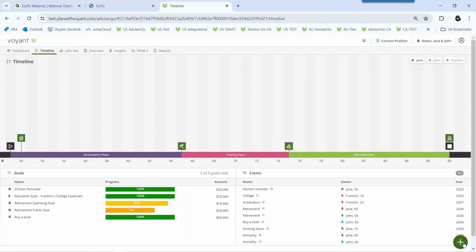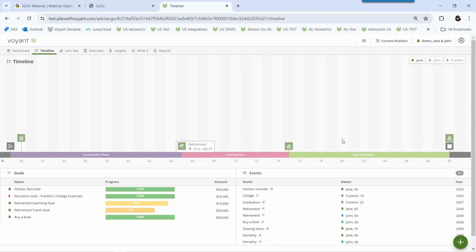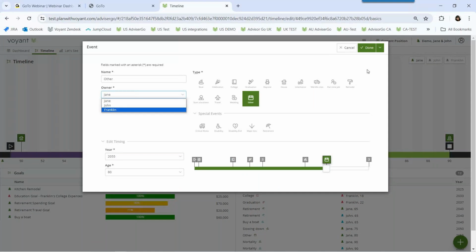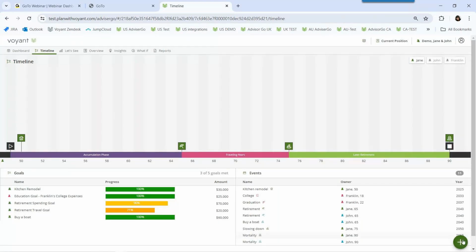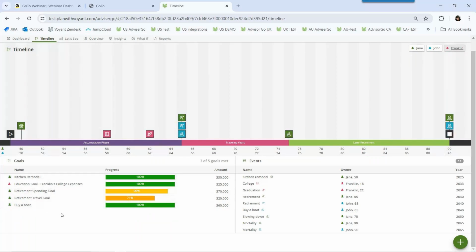You can do any of that by either clicking and dragging to change the timing, or double clicking anywhere on the timeline to add additional events and goals, or you can go here to your plus button in the bottom right to add additional information. And then you can build up and talk about the different people in the plan. Does John still want to buy a boat when he retires? And do we need to do any additional planning outside of Franklin's college expenses? You can review really quickly where they're currently at with all of their goals.